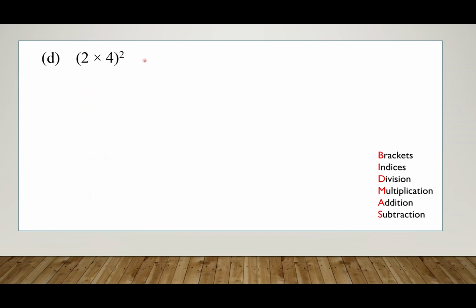In my last example, I've got brackets, I've also got an index in there, and I've got a times. So working down my BIDMAS, I've got my brackets first. So I'm going to start with the bit inside the brackets, which is the 2 times 4. This is equal to 8. The squared is going to stay as it is. So I can now apply my squared. 8 squared is 8 times 8, which is 64.